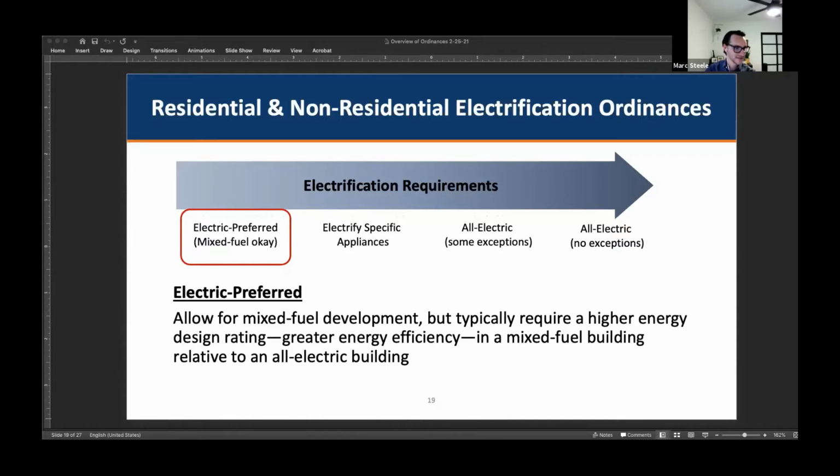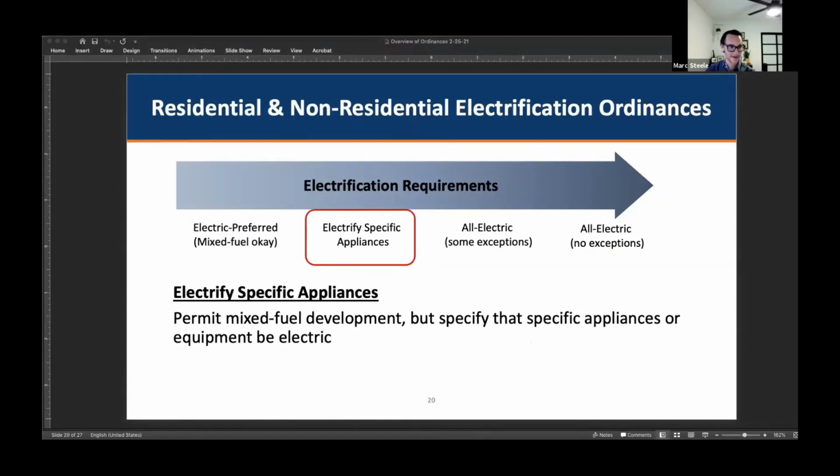So the first is going to be electric preferred or mixed fuel okay ordinances. And these requirements allow for mixed use development, but they typically require a higher energy design rating or a greater level of energy efficiency in a mixed fuel building, so a building that has both natural gas and electricity, relative to an all electric building, so a building that only has electric serving its needs.